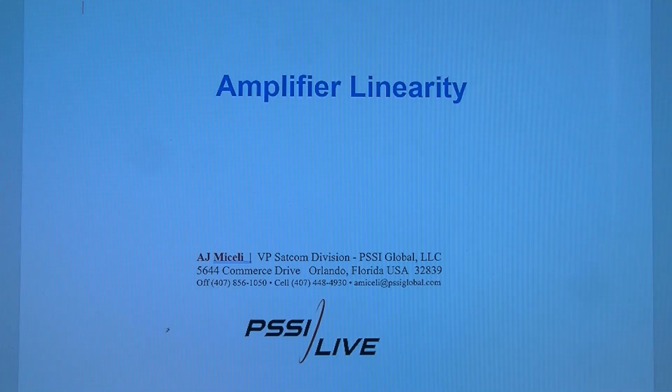Today we'll talk about amplifier linearity.